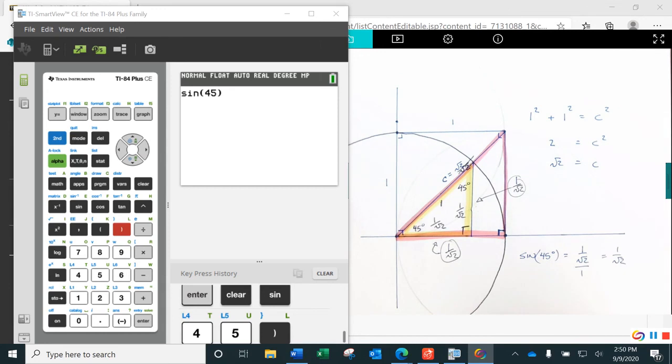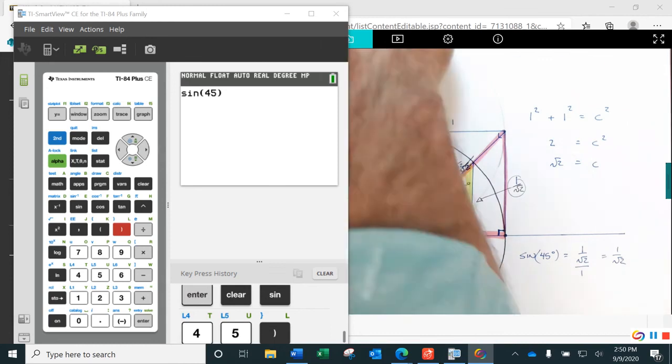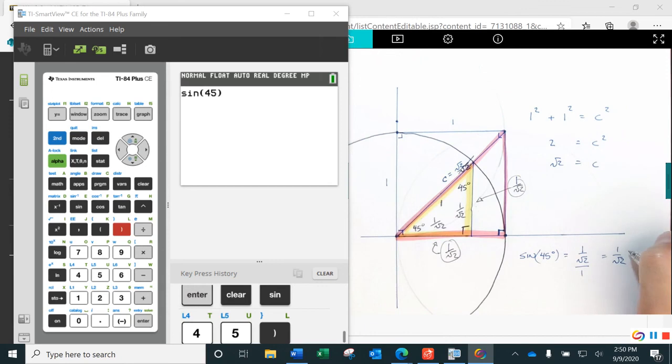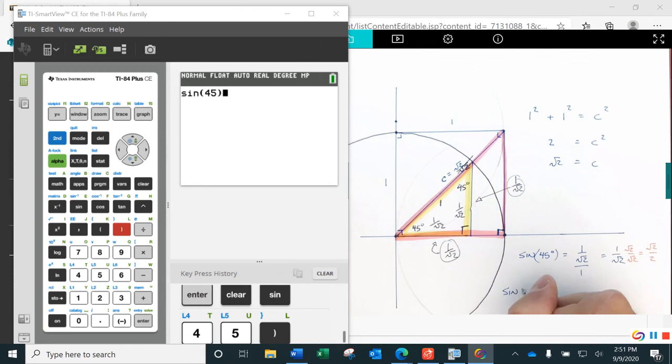Now we could write 1 over the square root of 2 a few different ways. For instance, if I wanted a rational denominator, I could multiply it by the square root of 2 over the square root of 2, giving me the square root of 2 over 2. So let's summarize that. Sine of 45 degrees is equal to 1 over the square root of 2, which is exactly the same as the square root of 2 over 2. Now what is it approximately equal to?